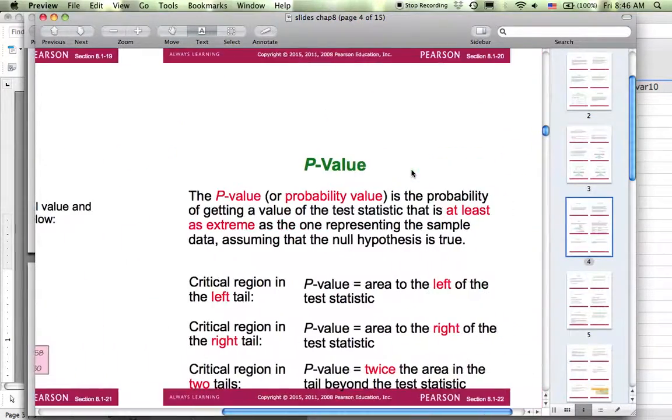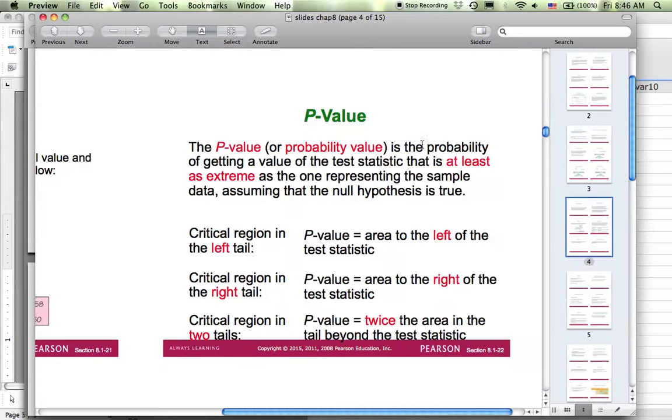This is the definition of the p-value, and how to really get it. For the two tails, the p-value will be twice the area of the tail beyond the test statistic. So first, let's find the area in one tail and then times 2. That will be our answer.